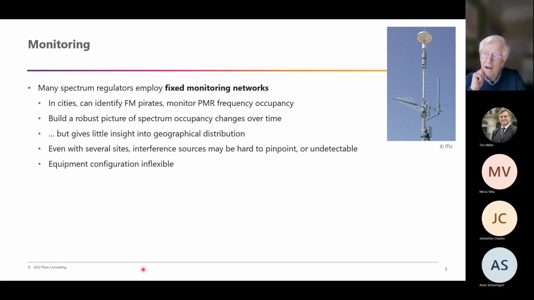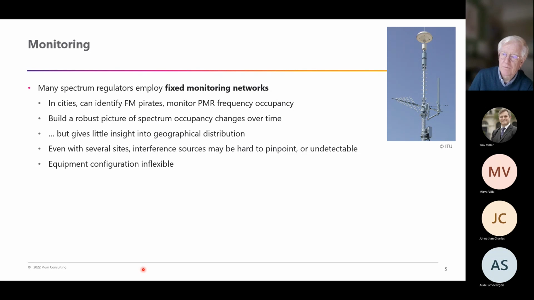But in other ways, this sort of network is very limited. It doesn't give you much insight into the geographical distribution of interference and spectrum use. And if you're trying to use it to understand interference problems, or perhaps where illicit frequency use is happening, this can be quite difficult, even with direction finding implemented at these sorts of sites.